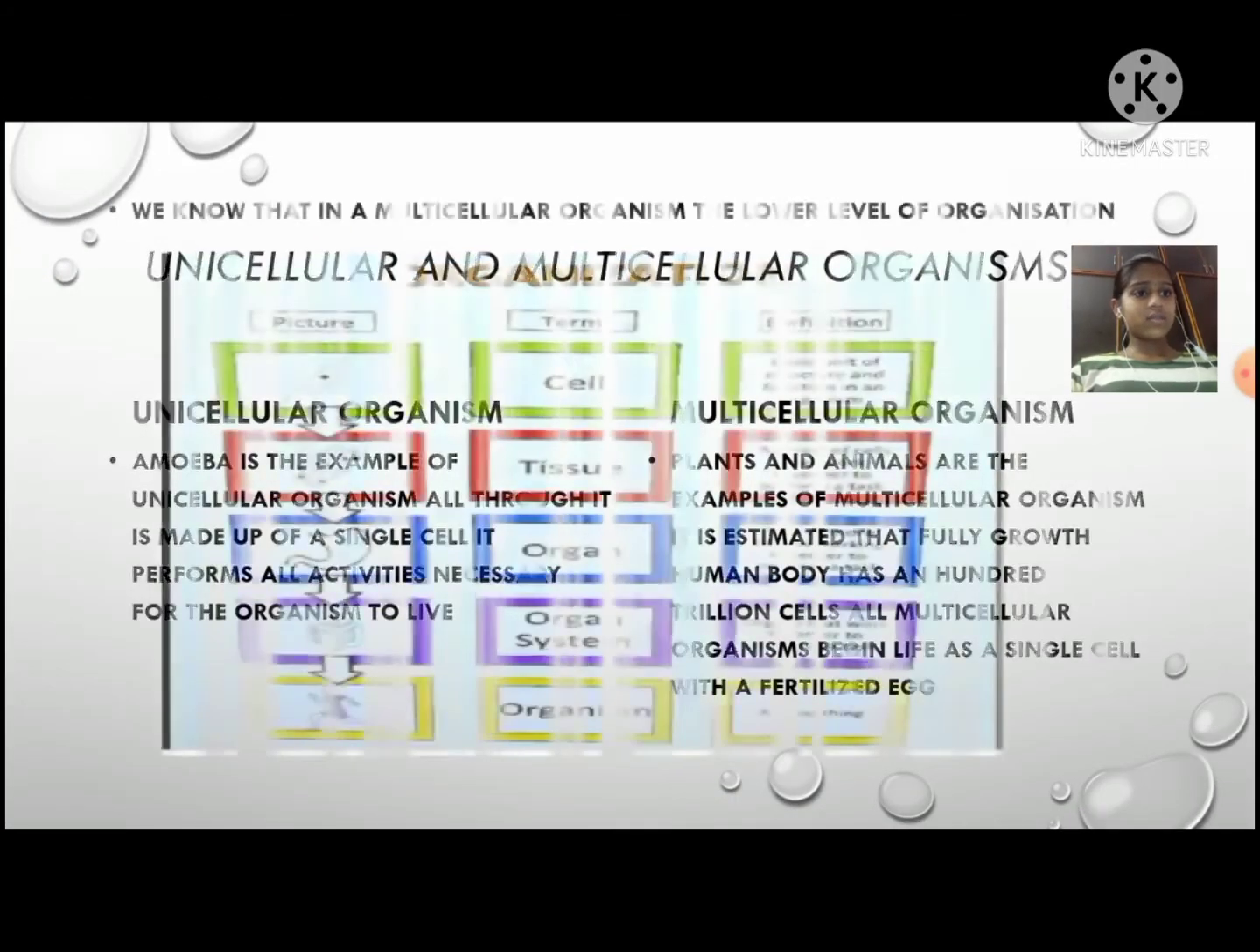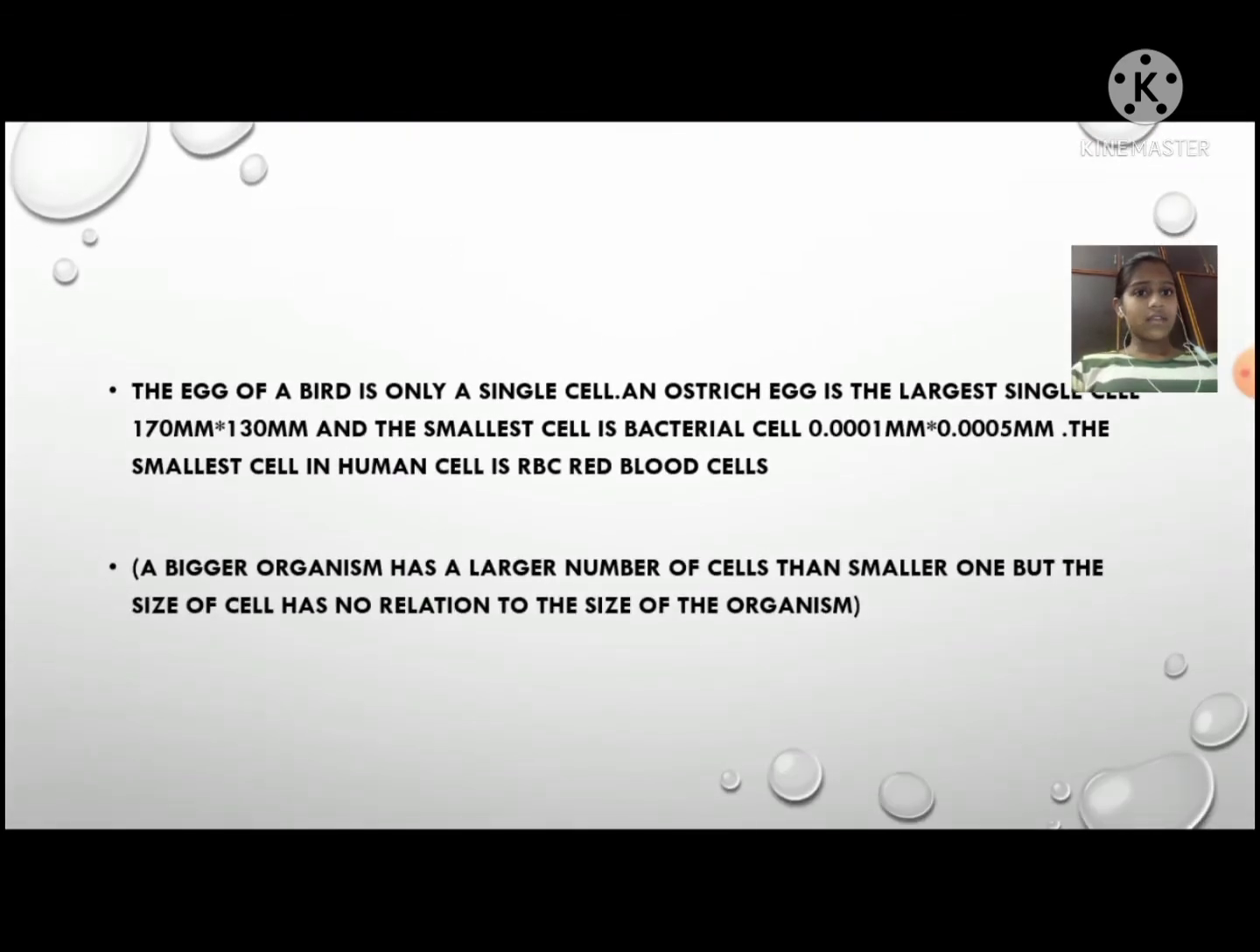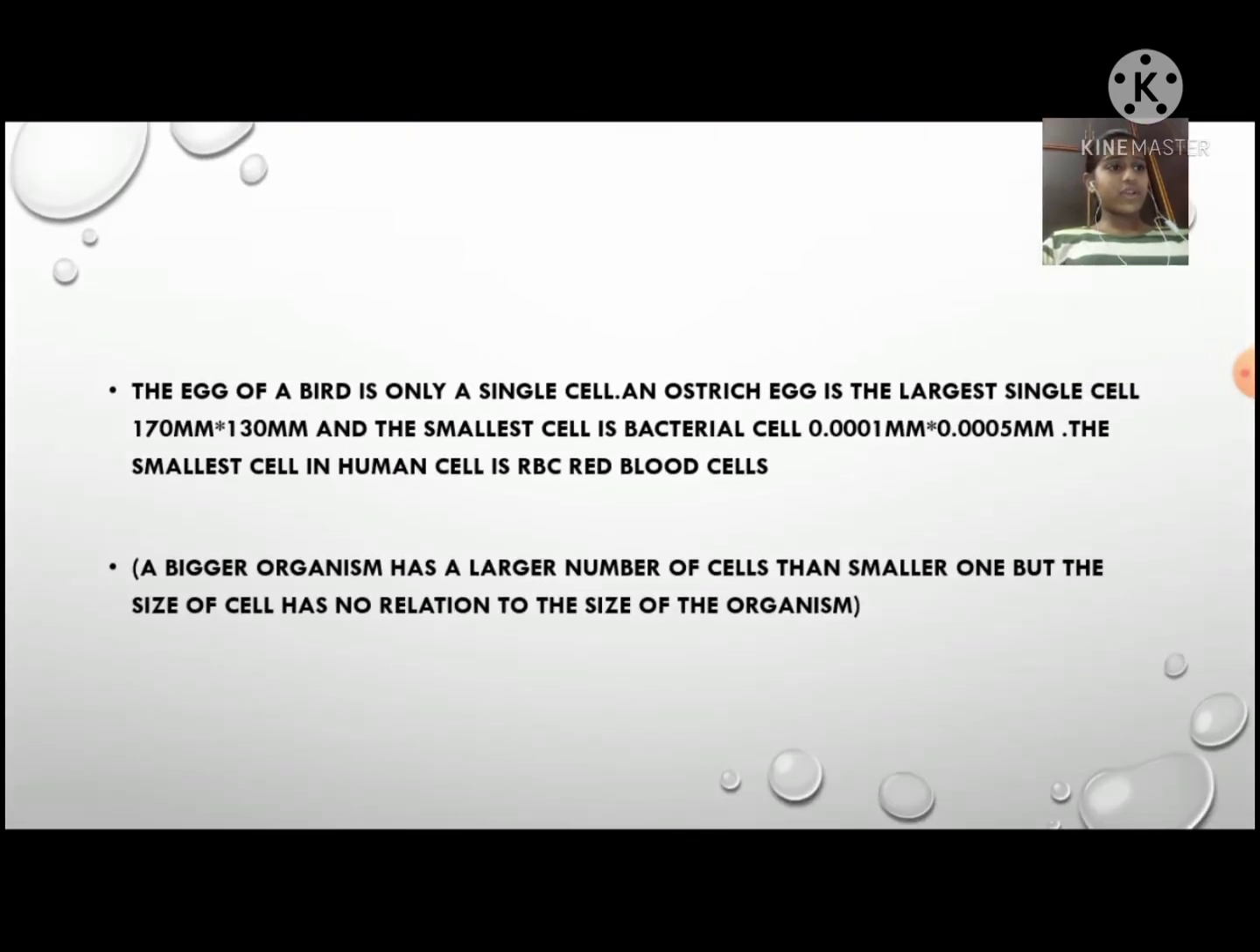And next, let me go to the next slide. There are two main points there. The egg of a bird is only a single cell. An ostrich egg is the largest single cell. It is estimated at 170 millimeters by 130 millimeters, and the smallest cell is the bacterial cell, 0.0001 millimeter by 0.005 millimeter.